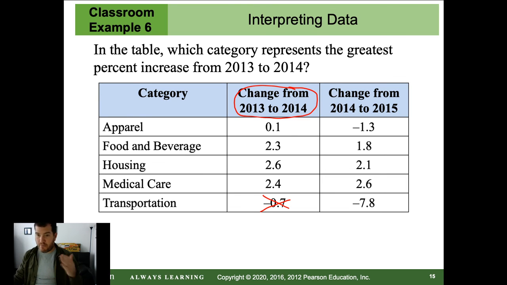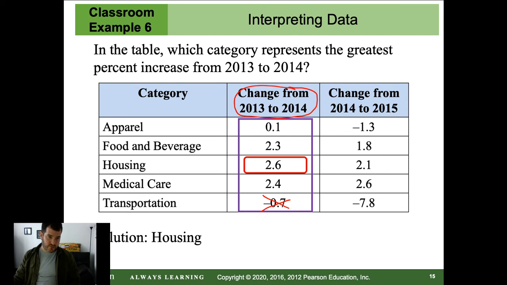So now we're looking for the biggest one we can. Again, we're looking at this column. I believe the biggest number we have there between the 0.1, the 2.3, the 2.6, and the 2.4 is going to be the 2.6. So the category that represents the greatest % increase would be housing.